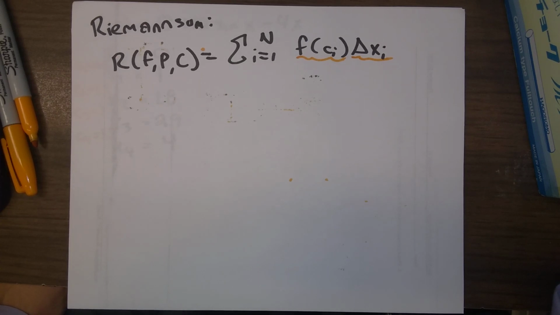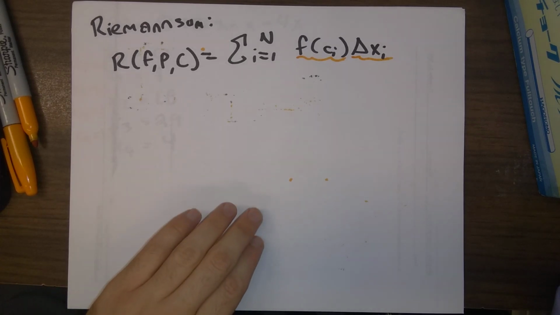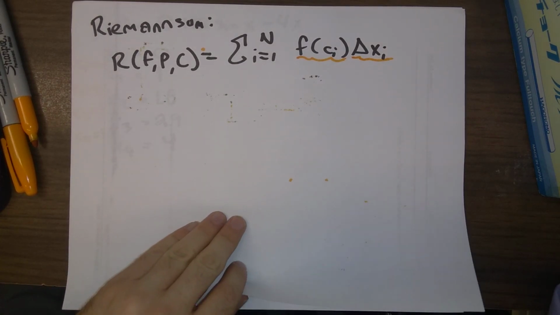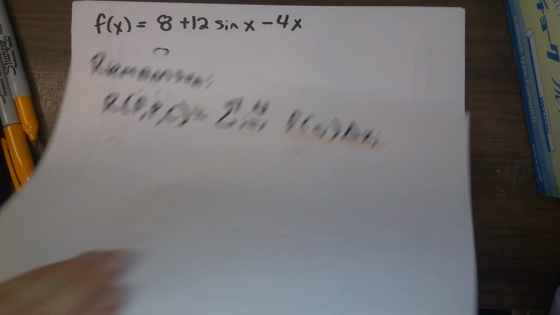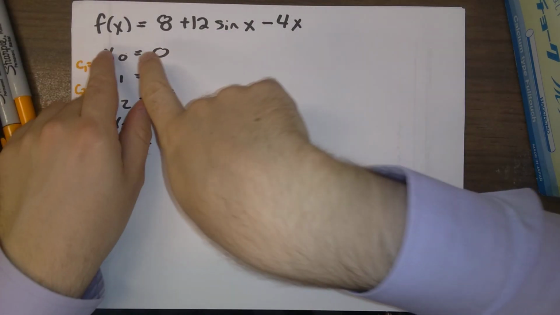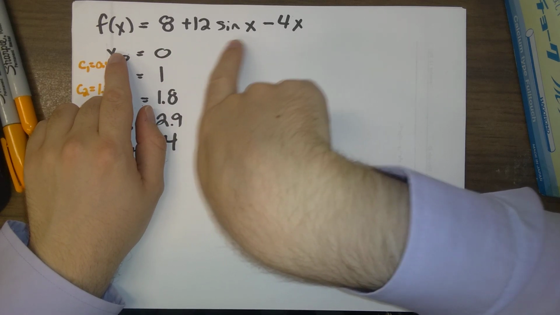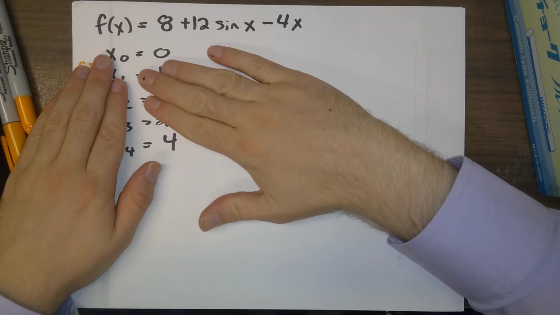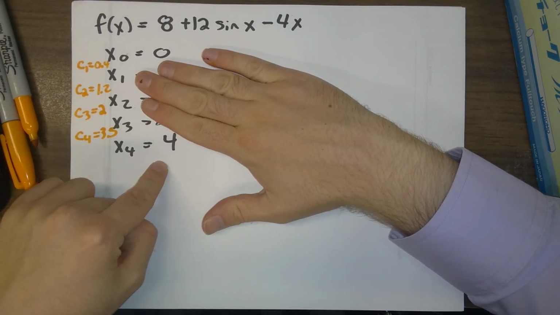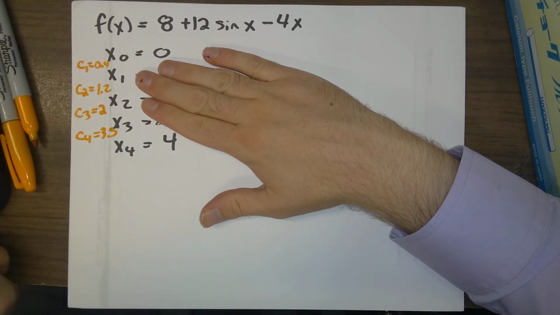Our last video covered the definition of a Riemann sum. Let's actually work out a particular example of calculating a Riemann sum. The function I want to work with is f of x is 8 plus 12 sine x minus 4x. And we want to find a Riemann sum on the interval from 0 to 4 using 4 subintervals.